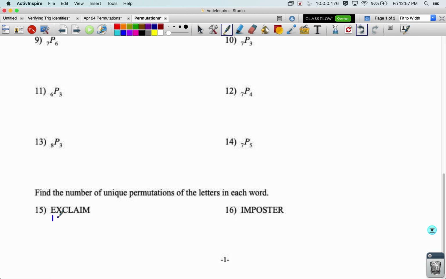I just got to count up the letters. So 1, 2, 3, 4, 5, 6, 7 letters. And when I rearrange it, I'm going to pick all 7 of them, but put them in different orders. So I do a 7P7. I'm going to plug that into my calculator here. 7 nPr 7, and I get 5,040.